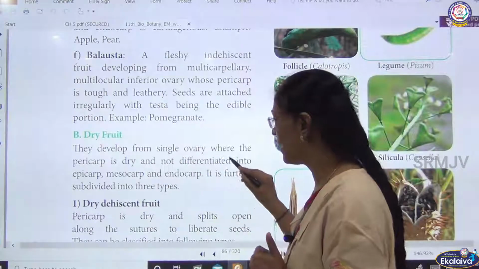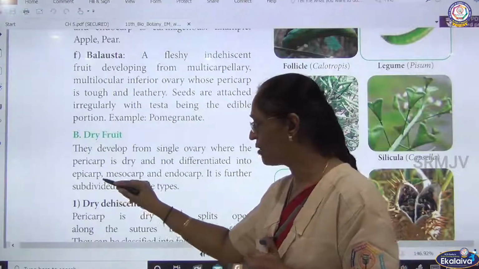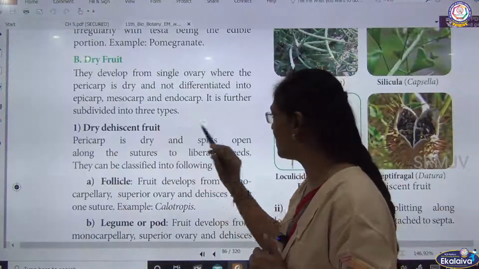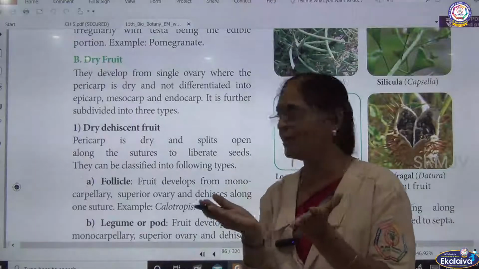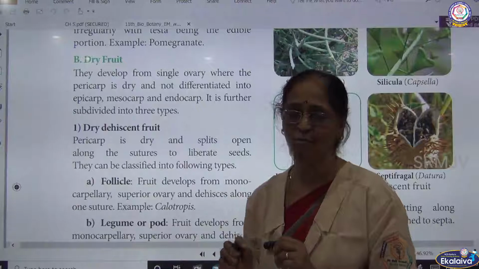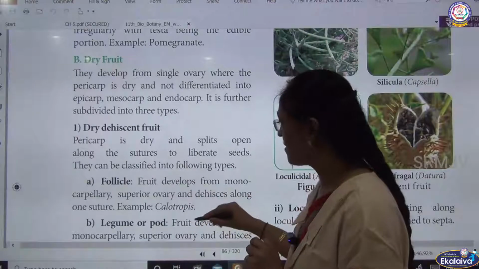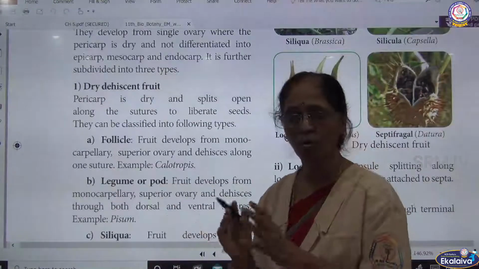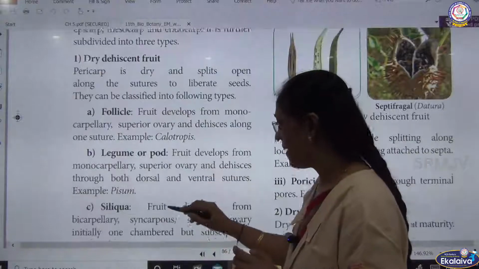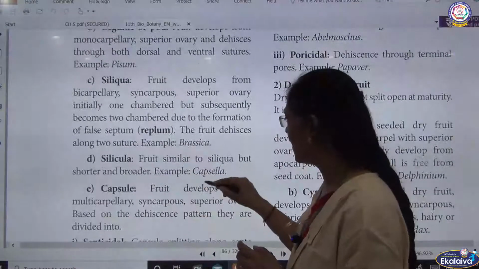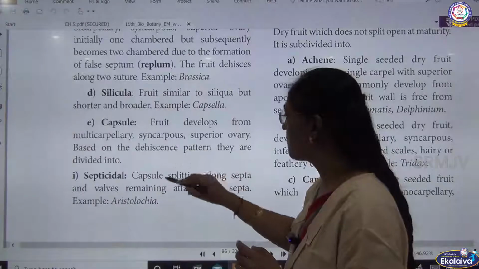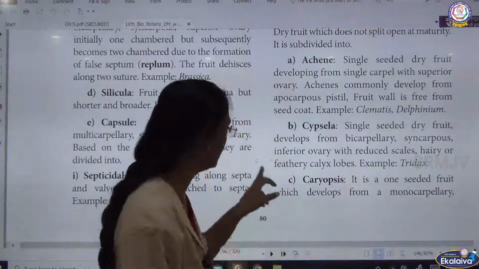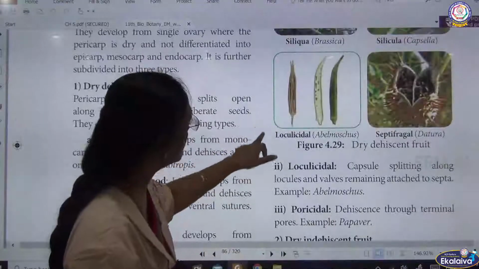Here we say the pericarp is dry and we cannot find differentiation like epicarp, mesocarp and endocarp. In this we said dry dehiscent. Here the pericarp is dry, and this pericarp will split open along the sutures to liberate the seeds. So here you will find some examples like follicle, which you will find in Calotropis, legume, the pod, you all would have seen the legumes, Pisum sativum, and siliqua, and capsule, divided into septicidal, Aristolochia, or it may be loculicidal.